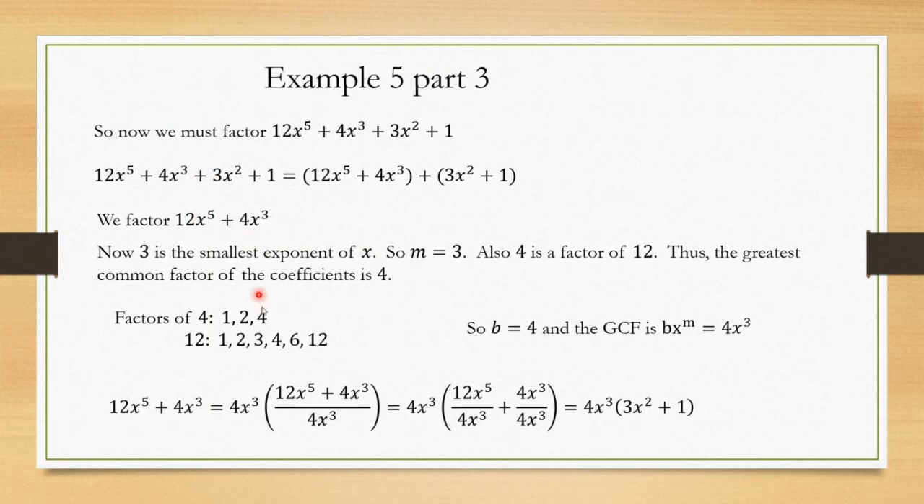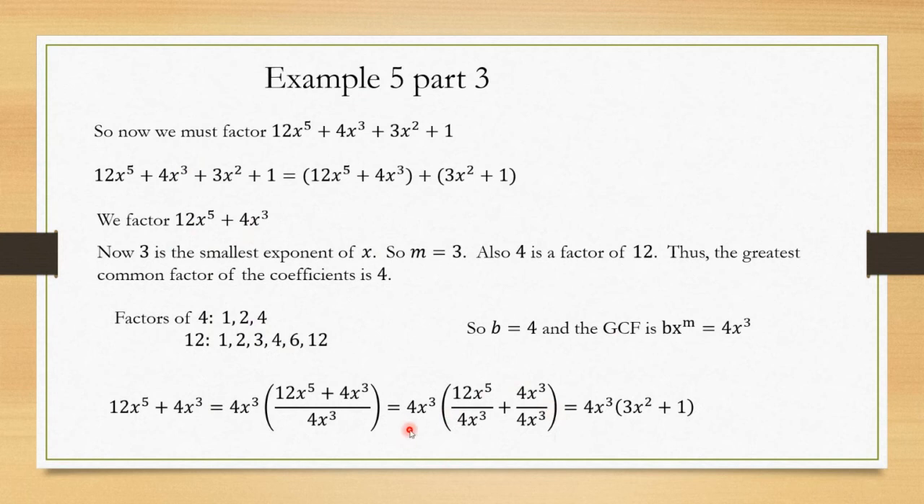You could always list the factors if you want, but what I'm trying to show you is you don't have to. I mean, 4 and 12 aren't that big of numbers, so you can easily list all their factors. So b we get is 4, and the GCF is b times x to the m, which is 4 times x cubed. Now we're going to factor that out.